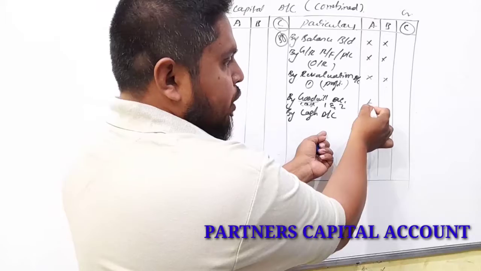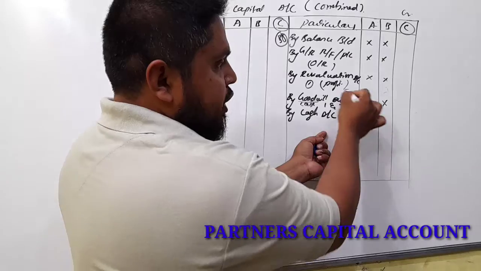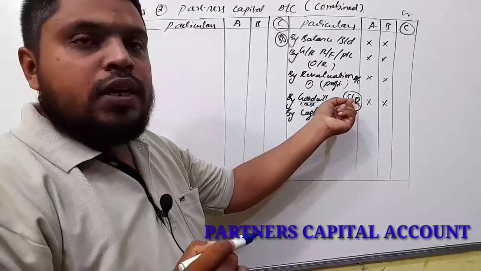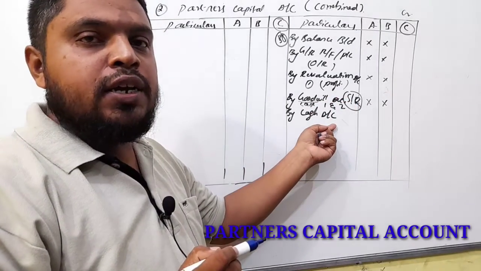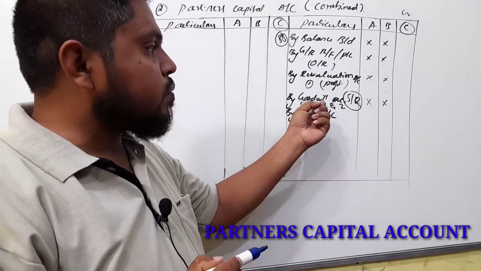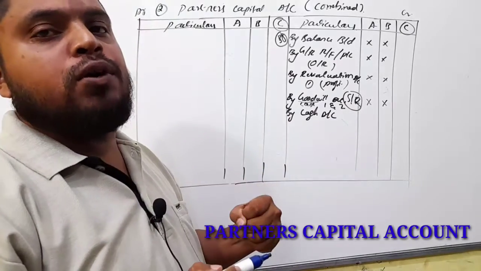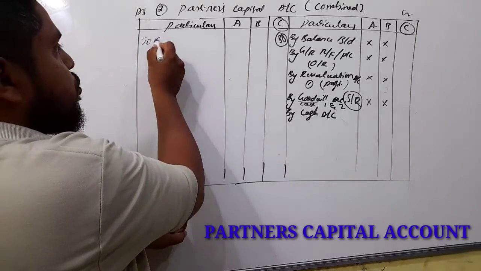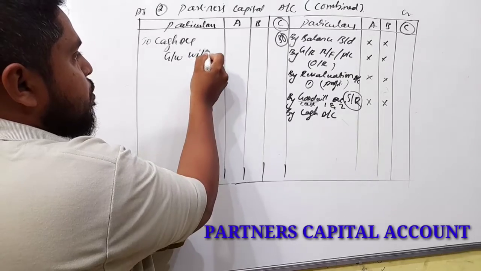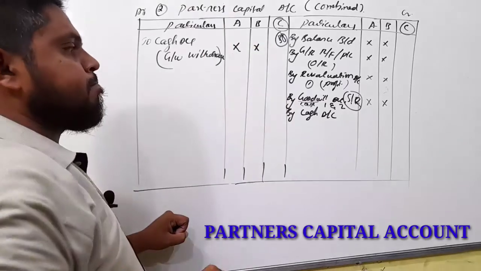The goodwill brought by the new partner in the form of cash, that goodwill amount we have to share among the old partners in the sacrifice ratio. Which ratio? Sacrifice ratio. In the absence of sacrifice ratio, this goodwill amount we can share in old ratio itself, in old ratio only. So, it is clear that if goodwill brought by the new partner in the form of cash is withdrawn by the old partners, on the debit side we have to record cash account. So, goodwill withdrawn. Withdrawn by whom? Old partners.